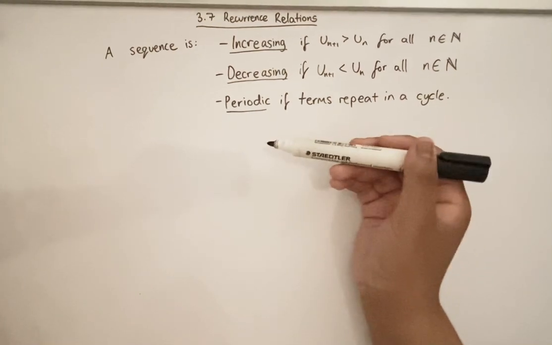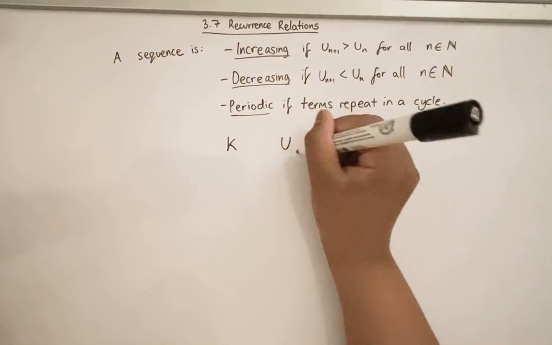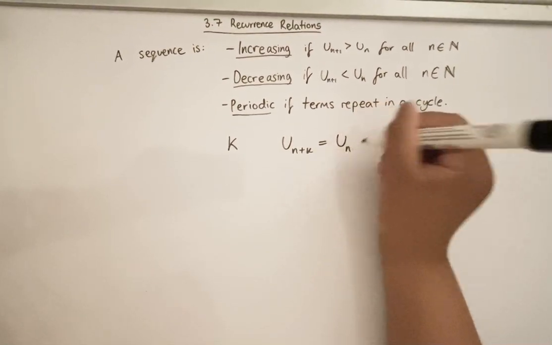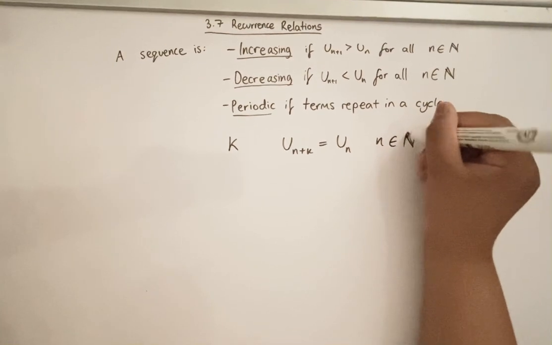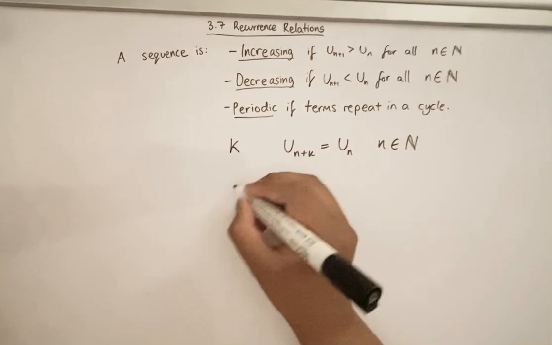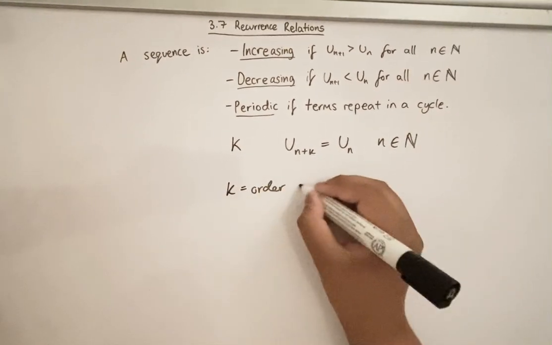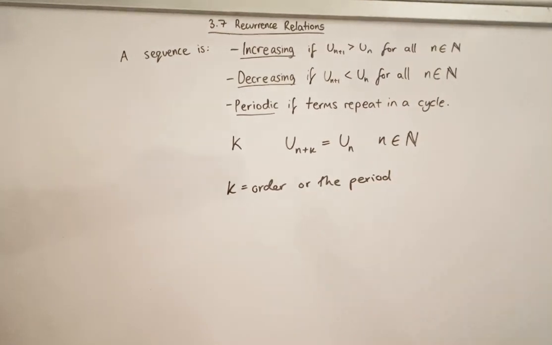For all periodic sequences, there is an integer k such that u_(n+k) is the same as u_n for all natural numbers n, for all positive integers n. k is called the order or the period of the sequence.